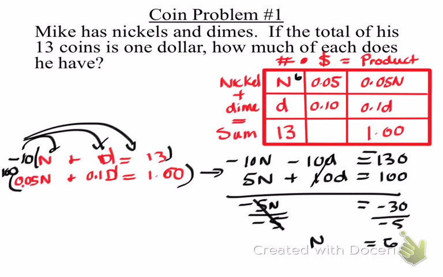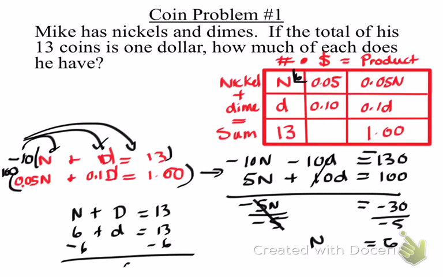So if n is 6, how do I figure out my d? Okay, Ethan. You would substitute 6 into one of the original equations. Which equation's easier? The n plus d equals 13. You would get 6 plus d equals 13. You would subtract 6 from both sides. And you get d equals 7. Okay. And so I would say I have 6 nickels and 7 dimes.